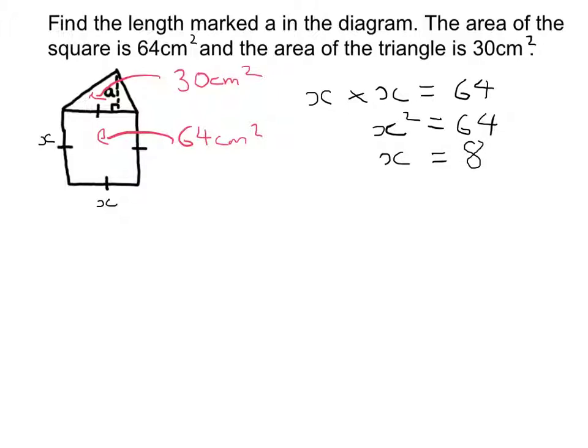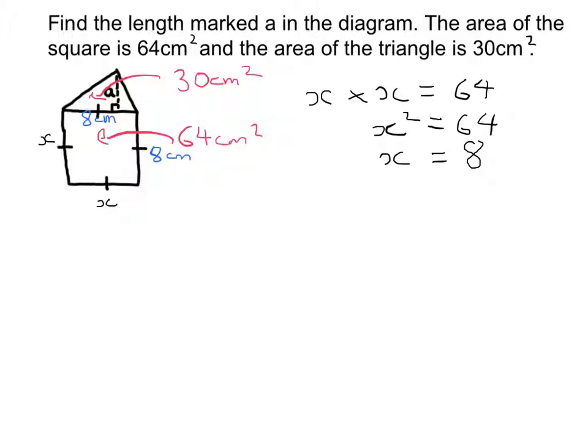So I now know that the side length of the square is 8 centimeters. I'm going to put that into my diagram to remind me. 8 centimeters here at the top, and obviously those other two sides which I've marked x. And most crucially is that 8 centimeters near the triangle.